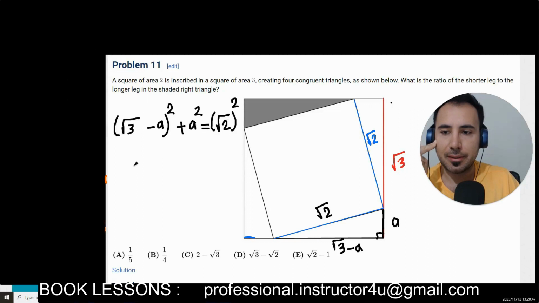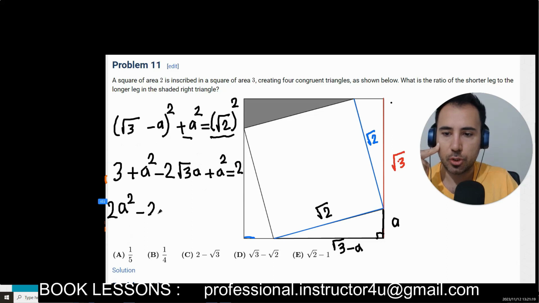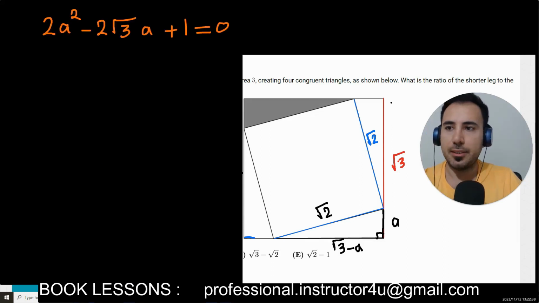So all we really need to do is expand this. Now let's expand the first expression. It will be 3 plus A squared minus 2 square root of 3 A, plus A squared, and the square root of 2 squared will be 2. So we just have to deal with this quadratic equation. It's going to be 2A squared minus 2 square root of 3 A plus 1 is equal to 0.